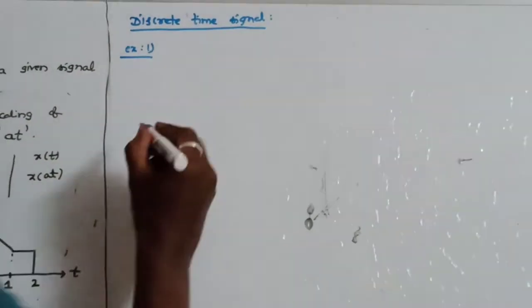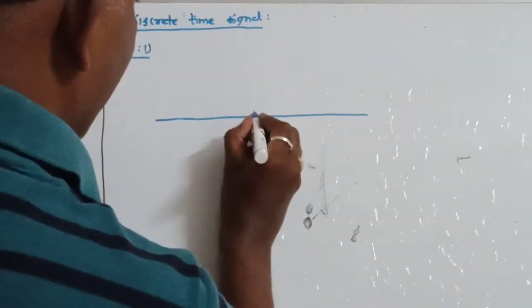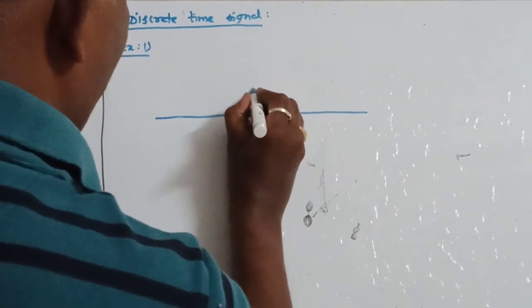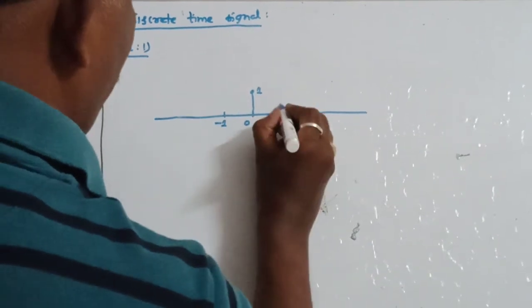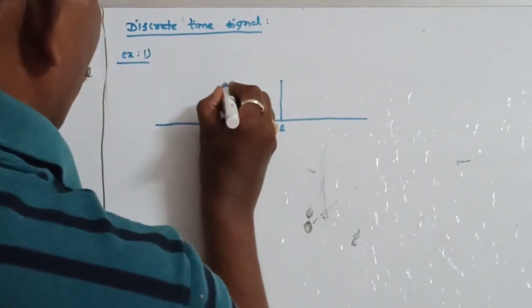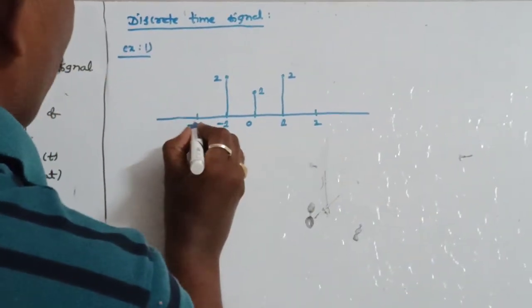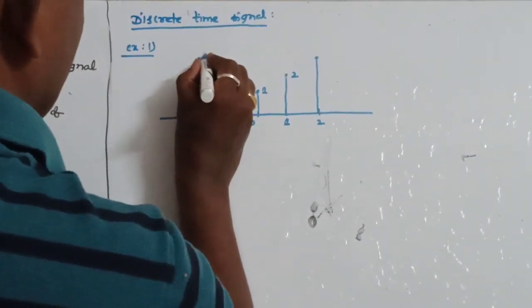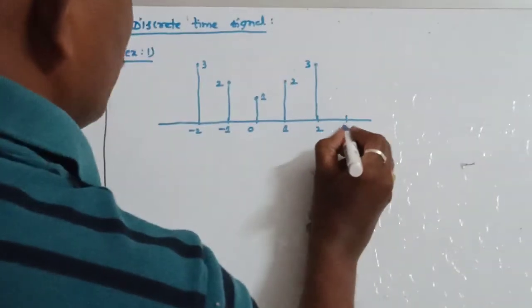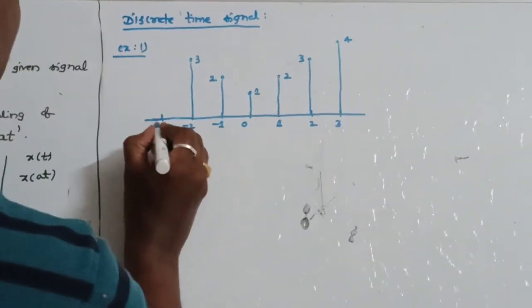First take example 1. Say the question is given like this. At n equal to 0, the sample value is 1. At n equal to 1 and minus 1, the sample values are 2 and 2. At n equal to 2 and n equal to minus 2, the sample values are 3. At n equal to 3, the sample value is 4, and at minus 3, the sample value is also 4.